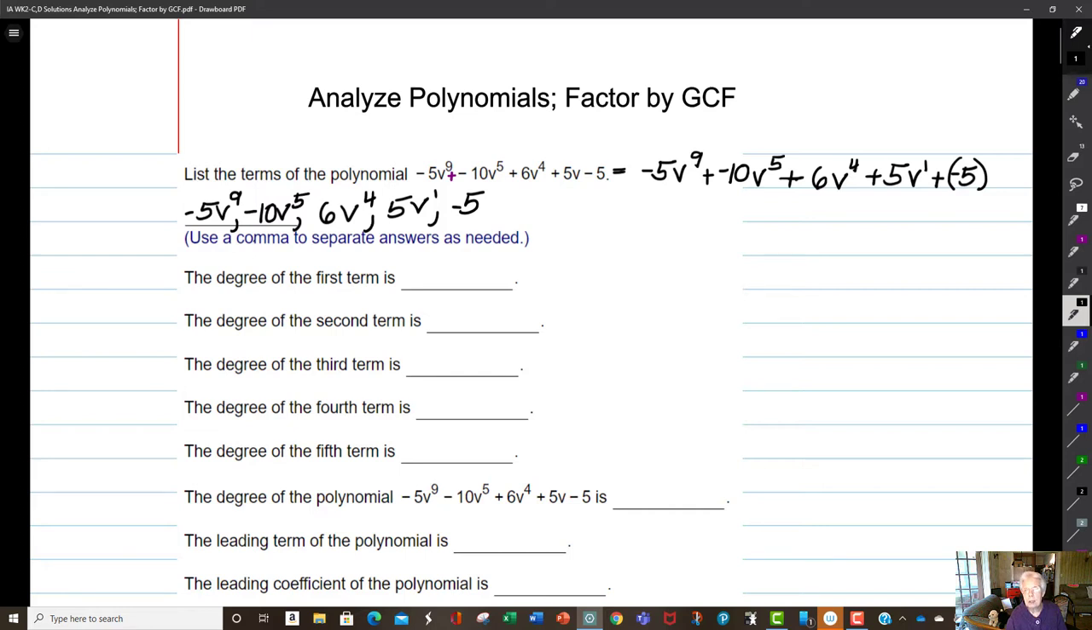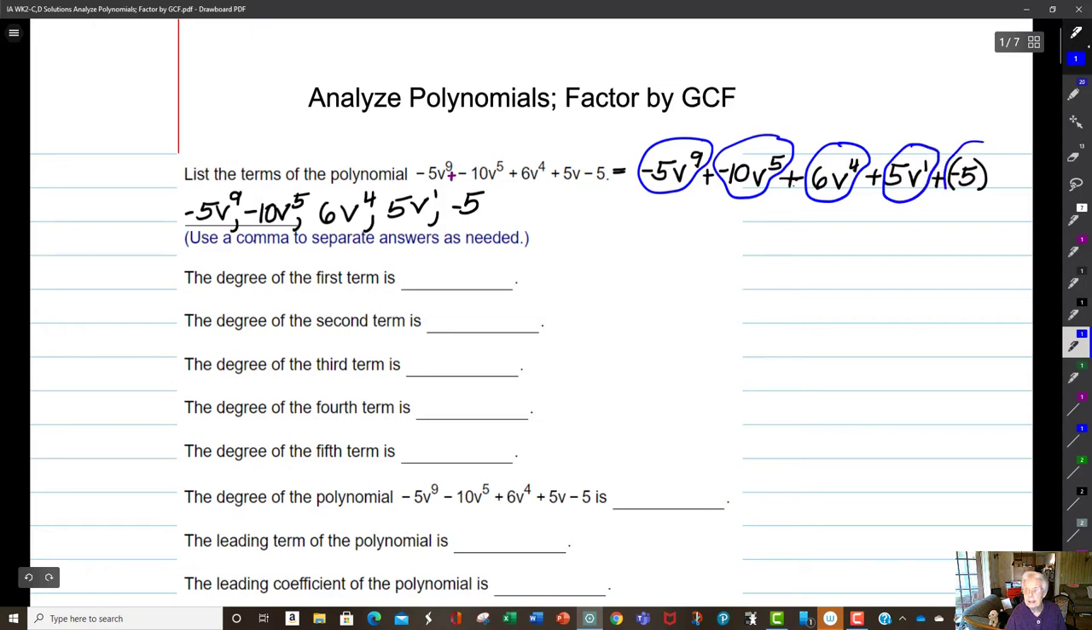Terms are separated by plus signs only. Okay, so this is a term, and this is a term. And this is a term, and this is a term, and this is a term. They're separated by plus signs. Now, the degree of the first term is the power of the variable. 9. The degree of the second term is 5. The degree of the third term is 4. The degree of the fourth term is 1.